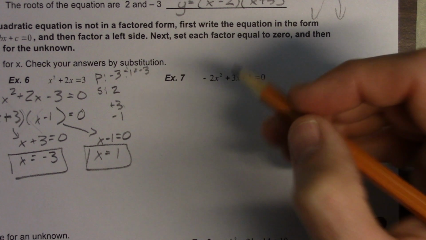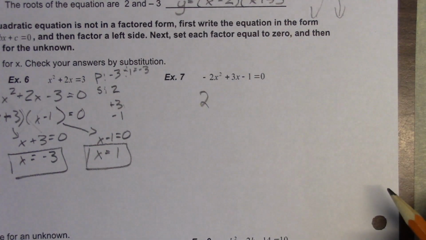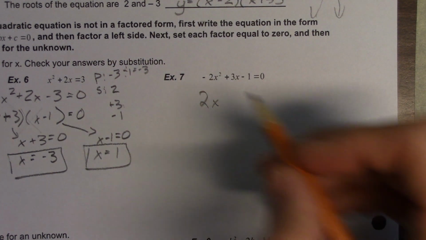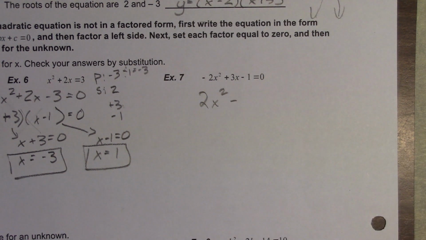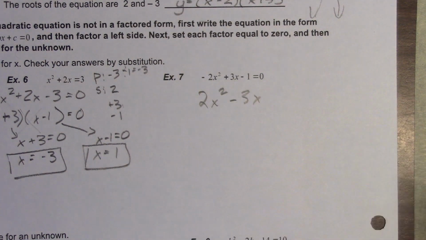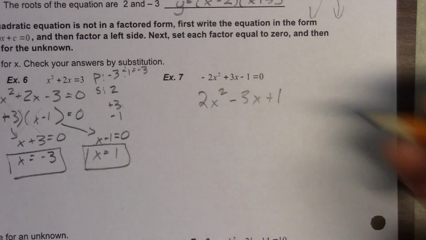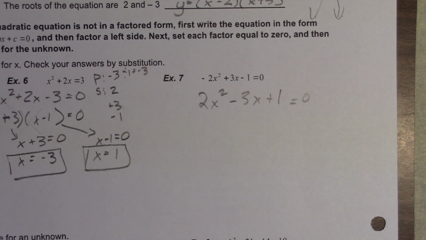Okay, 2. All right, so 2, then x, only 2, y squared, and then minus 3x plus 1 equals 0. Done? That's not right. No.